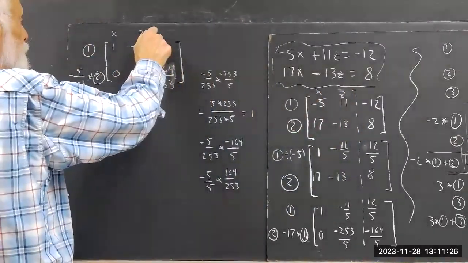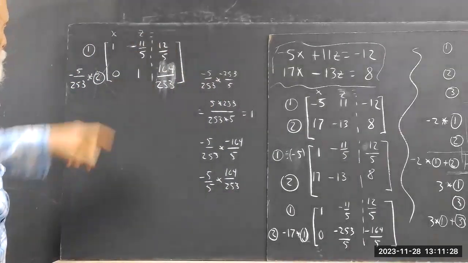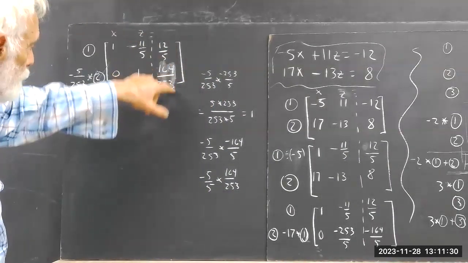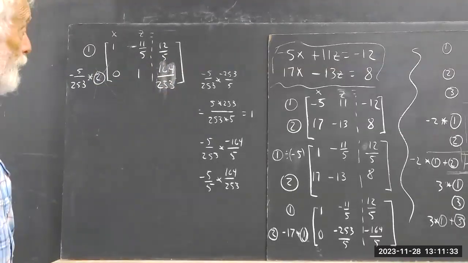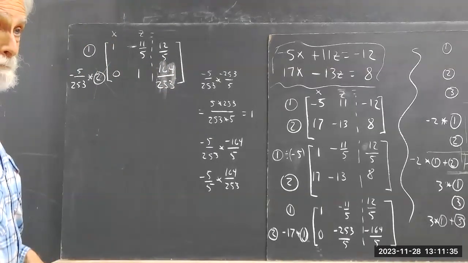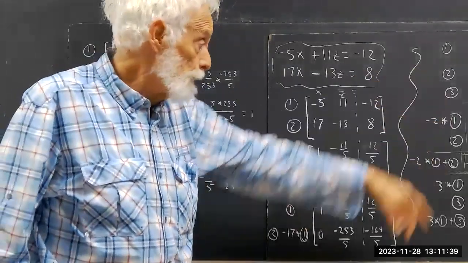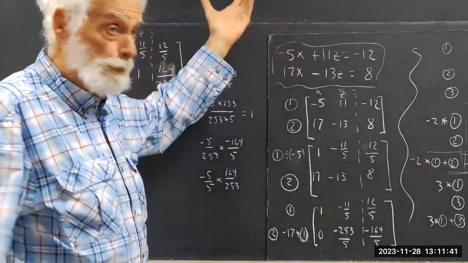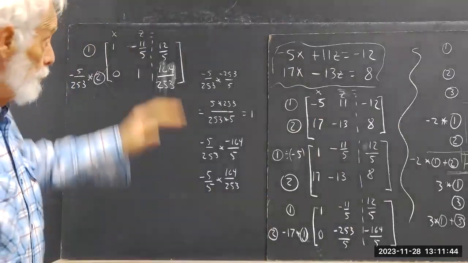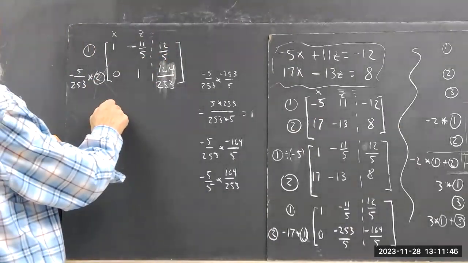Here's x, here's z, here's the equal sign. So this stands for 1z equals 164 over 253. Now, how are we going to get x? Well, we could now take this solution and plug it back into one of the 2 equations here and solve for x very easily, right? We're going to do it with a matrix.